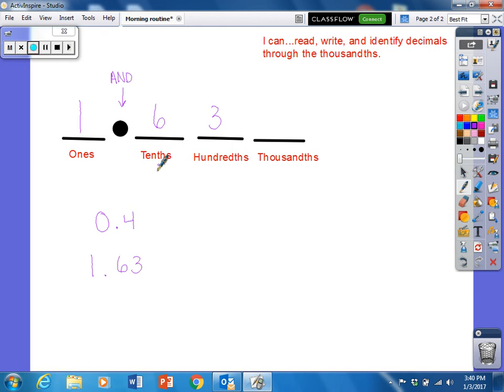Now, is it 63 tenths or 63 hundredths? That's right, it's 63 hundredths, because the number ends in the hundredths place. So this number is 1 and 63 hundredths.